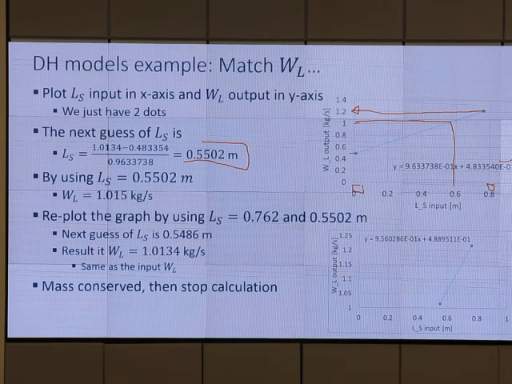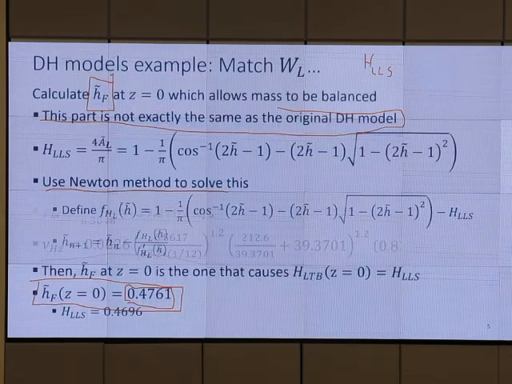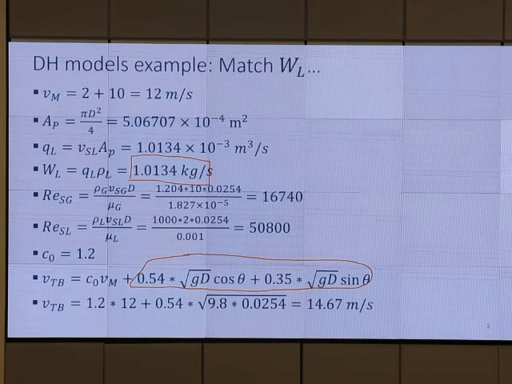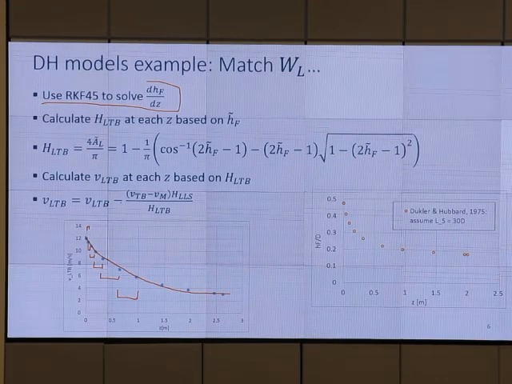But it is not. So how can we do this? It is not linear. That's a good point to mention. So I do that again. If I use LS equal to 0.5502, what is my WL? 1.015. What do I want to get? Not 1.015, I want 1.013, not 15, right? I want 1.0134.